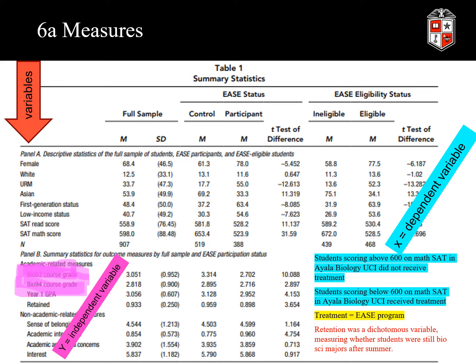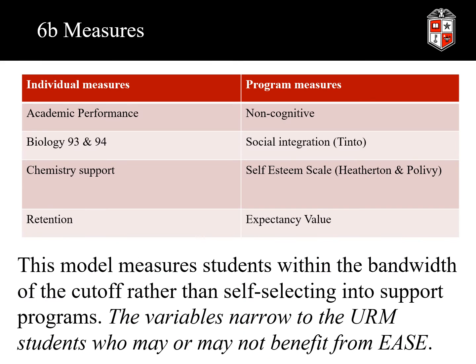The treatment is the assignment to the EASE program, with participants being included in the support classes, the cohort placement, and regular mentor meetings. Slide 6B, Measures. At the top of the slide is a grid showing the individual measures and the program measures. The researchers are looking for evidence in both categories.